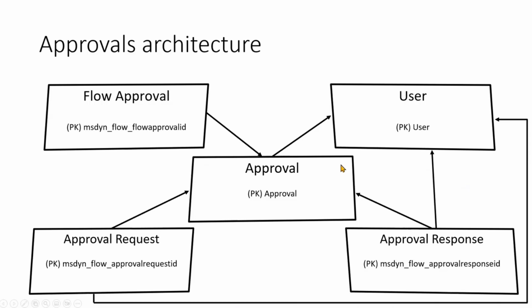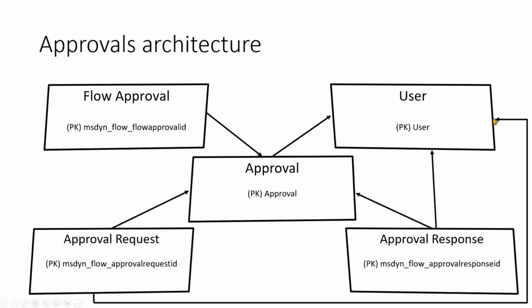a header of the approval. So the information like the title, description, who has created it, and after the approval is completed, what was the outcome. Then the approval request is a table that stores information about every single task generated during the approval process, together with information to whom it is assigned, of course. Then the approval response is storing information about every single completed task. So information about who completed it, and what was the outcome, and what was the comment.